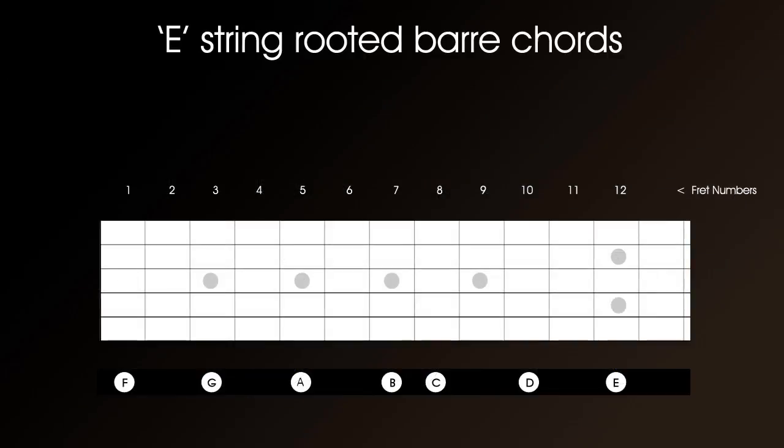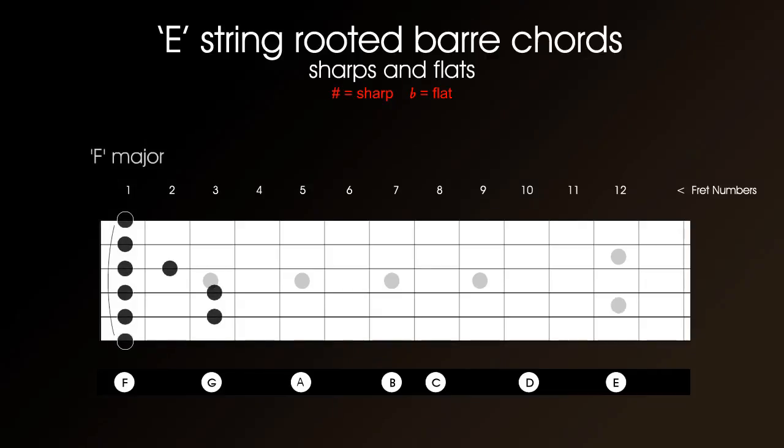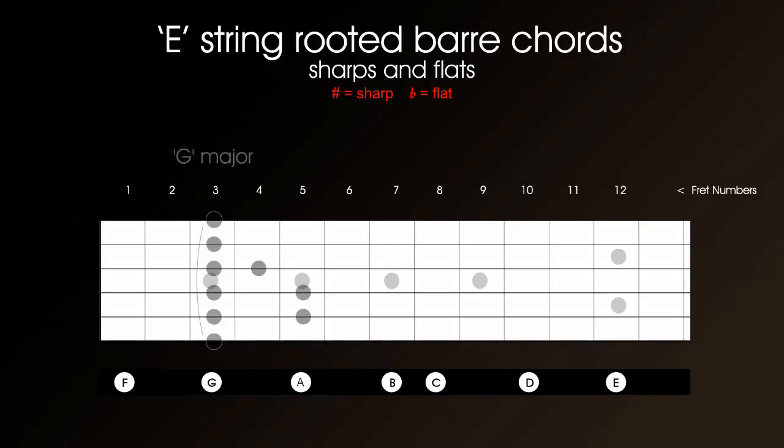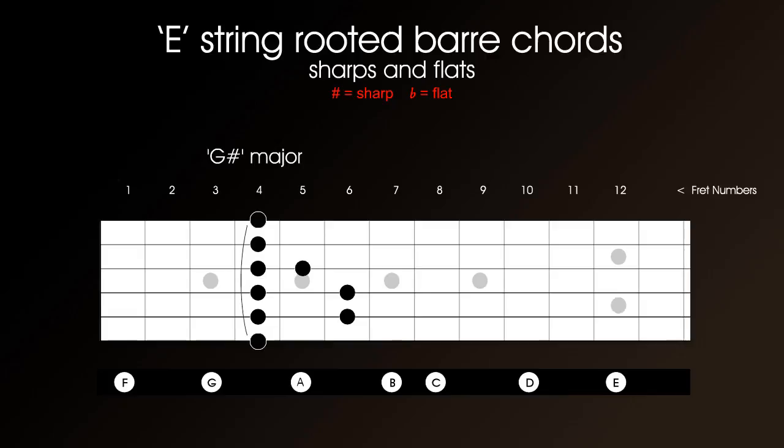You may have noticed that not all the frets have been named. These are the sharps and flats. A sharp is literally a semitone or 1 fret up the neck. So for example, F sharp would be F, which is in the 1st fret, moved up 1 fret to the 2nd fret. Or G sharp would be G, which is in the 3rd fret, moved up 1 to the 4th fret.